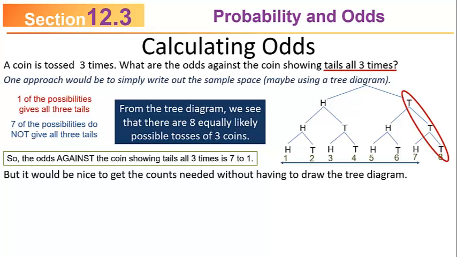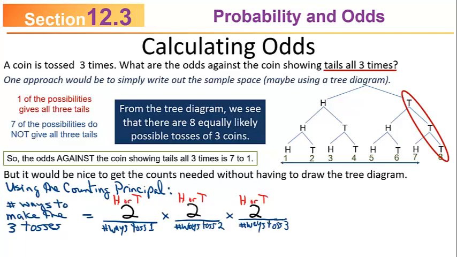If I want to try to get those counts without really drawing that tree diagram, why not try the counting principle? Because it's just a series of choices, one after the other. In this case, with 3 coin tosses, it's a 3-stage process, and at each stage, I've got 2 choices, head or tail for the first toss, head or tail for the second toss, head or tail for the third toss. So by the counting principle, the number of ways to make the 3 tosses is 2 times 2 times 2, which will be 8. So there are 8 total ways, and you can see from that tree diagram that's exactly the same result we got. But the point is, I did not have to draw the tree diagram to get that result.